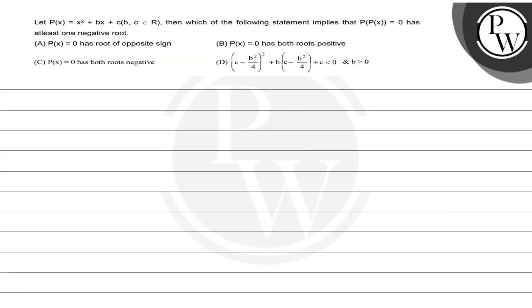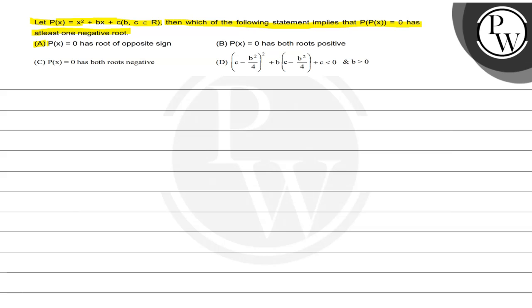Hello बच्चों, let's read the question. The question says: let P(x) equal x square plus bx plus c, where b, c belong to R. Then which of the following statements implies that P(P(x)) equal to 0 has at least one negative root?